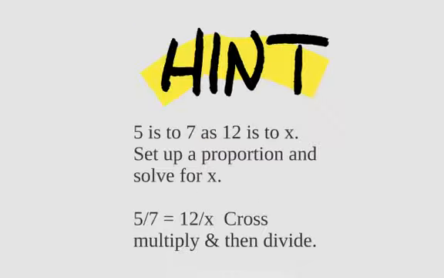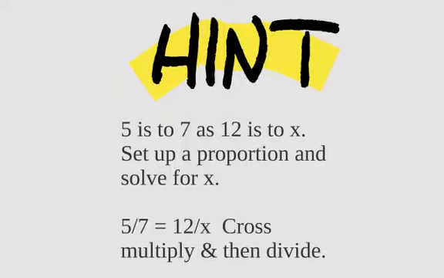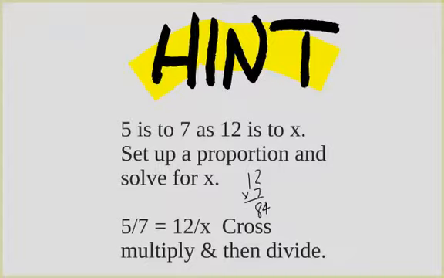All right, so this is what you should be doing. 5 is to 7 as 12 is to x. Set up a proportion: 5 to 7 equals 12 over x. Cross multiply and divide. You get 12 times 7, which is 84, and then you divide that by 5. You should have got 16 and 4/5. That would have been the length of the other side.